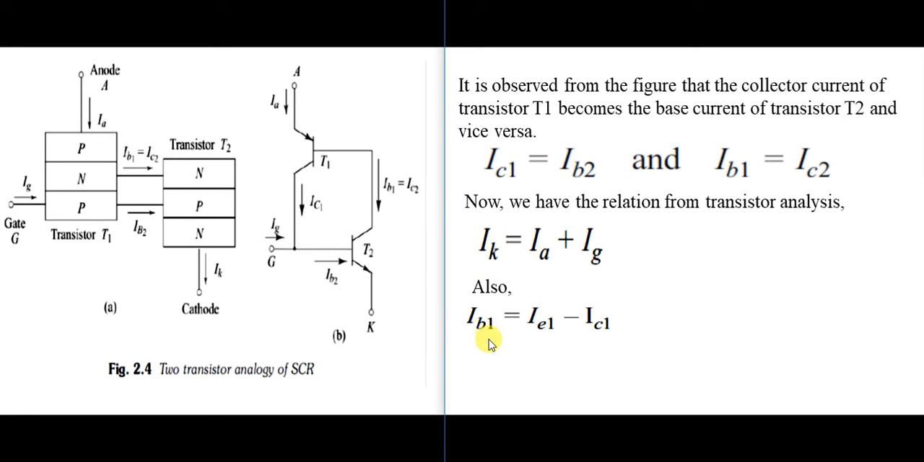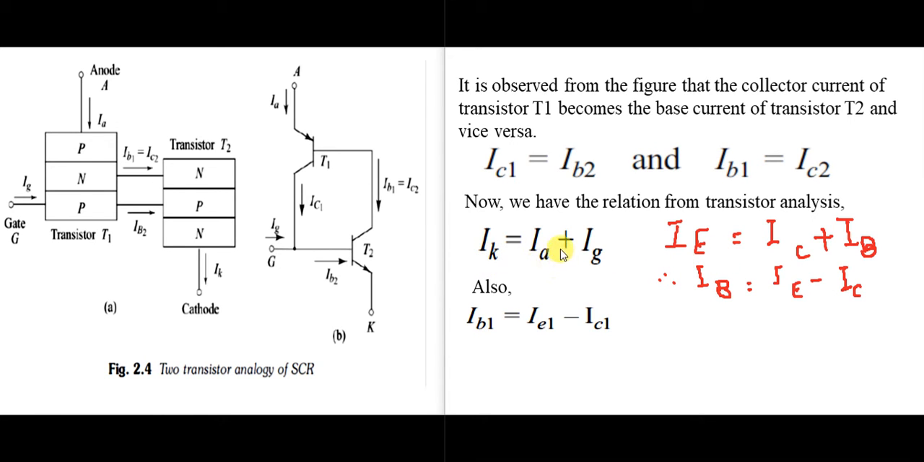Also, the base current of transistor T1 is equal to the emitter current of transistor T1 minus the collector current of transistor T1. So using these equations it is very simple. This equation, IK equals IA plus IG, means cathode current equals anode current plus gate current. It is similar to emitter current equals collector current plus base current. Here the base is the gate and the collector is taken from the anode.